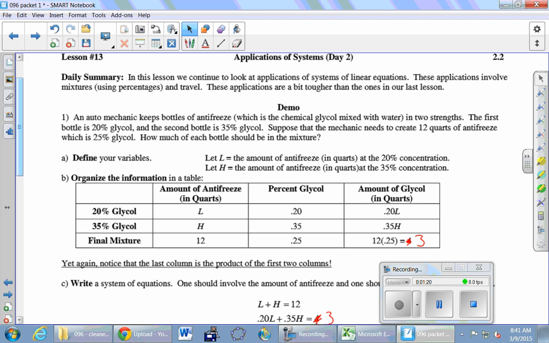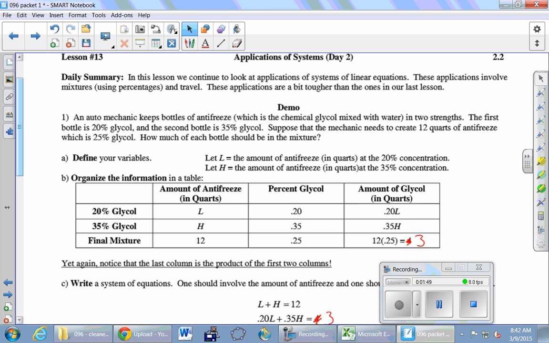Okay, so this is a new kind of problem. It's a mixture kind of problem, and you've got these 2 different strengths of antifreeze. Antifreeze is basically just this chemical called glycol with some water. So depending on how much of that chemical you use, you can make the antifreeze stronger or weaker. And so it turns out that the 2 kinds of antifreeze that this mechanic has are a 20% of that chemical, and then the other 80% is water, or a 35% of the chemical, and the other 65% is water.